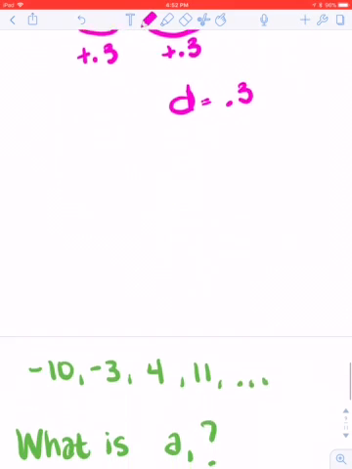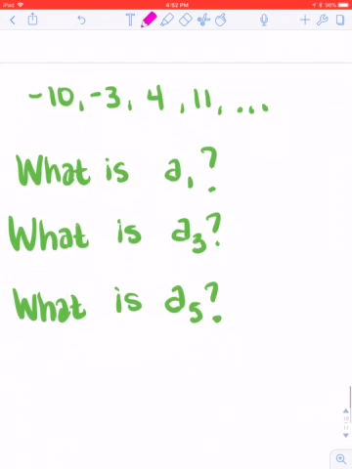Okay, here's the last one. The last one that was kind of the big idea was determining each spot. So if I have a sub 1, remember that's the first term. So our first term is going to be -10. For a sub 3, that's going to be the third term. So the third term in our sequence is going to be 4.